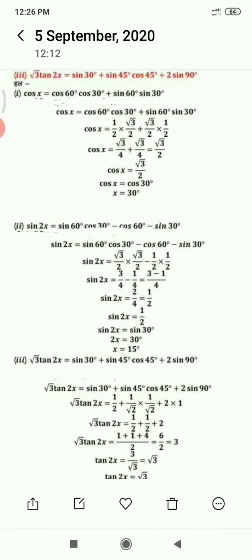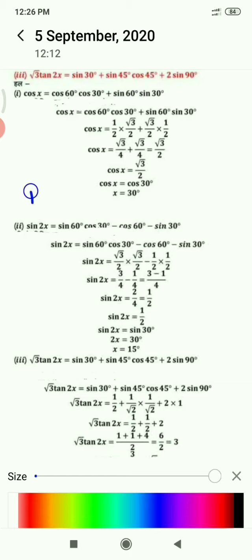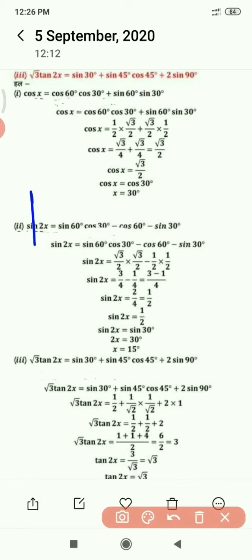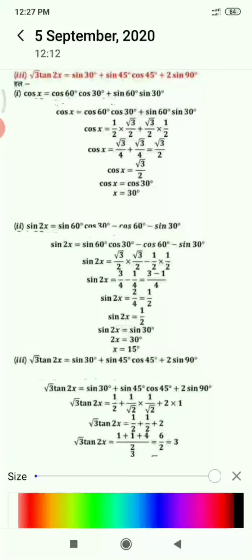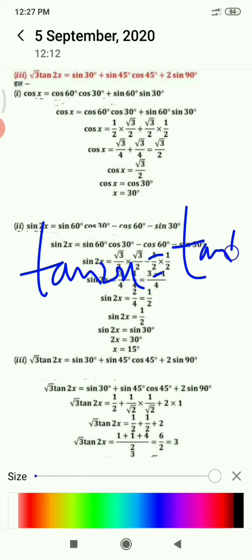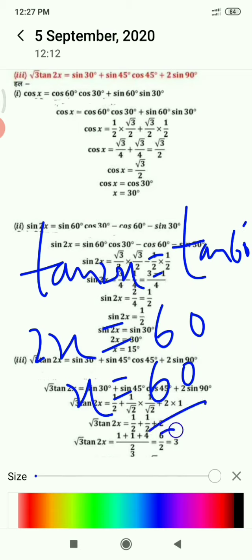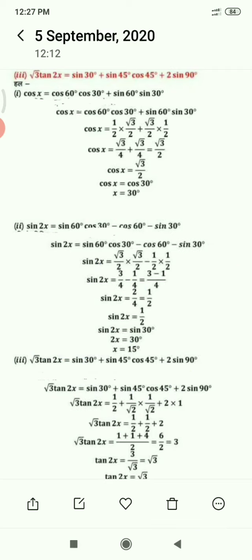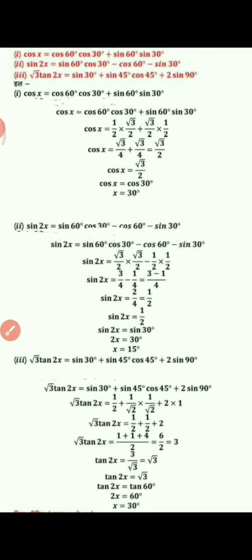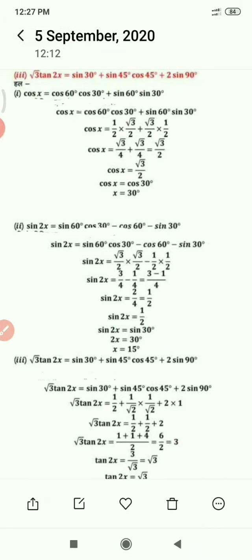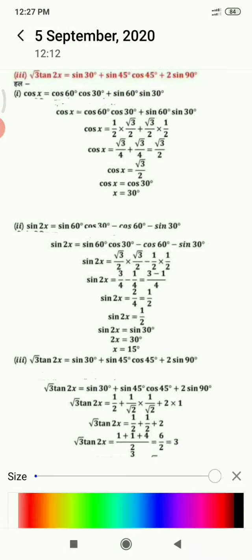In specific, we find the concept: root 3 tan 2x is root 3, then tan 2x is equal to tan 60. So 2x is equal to 60, then x is 60 upon 2. Finally we find x is equal to 30 degrees.